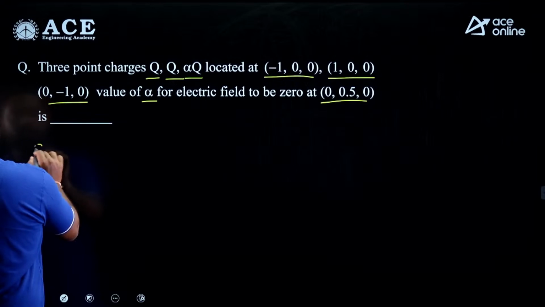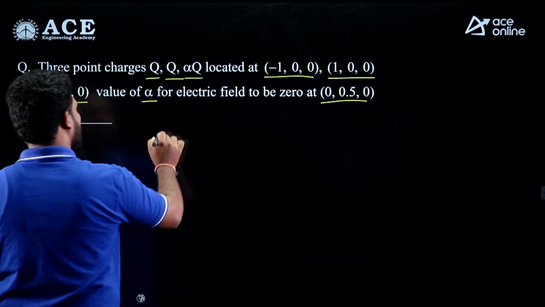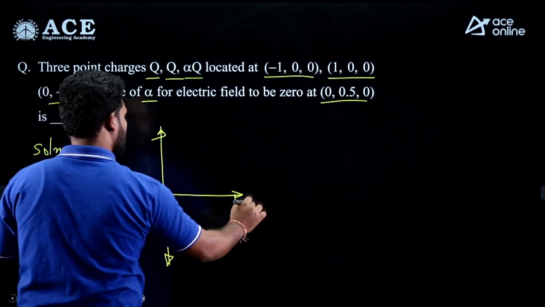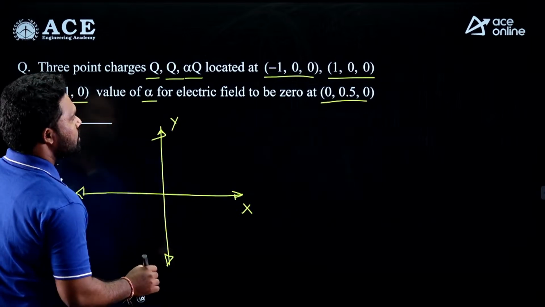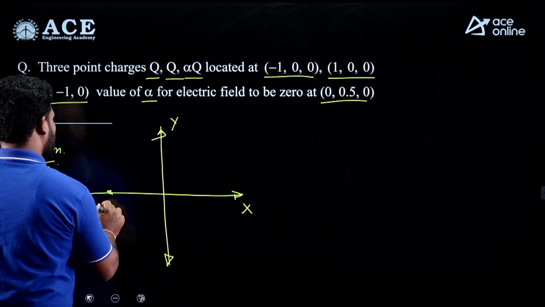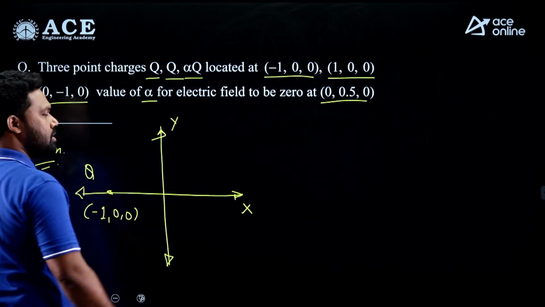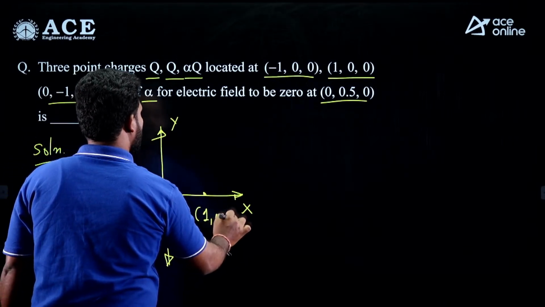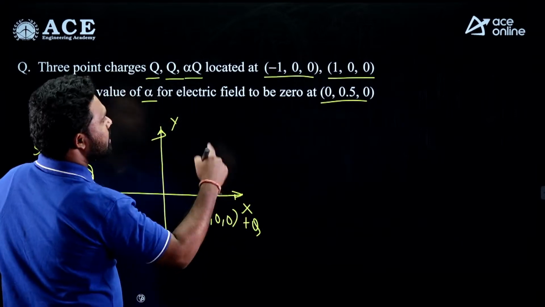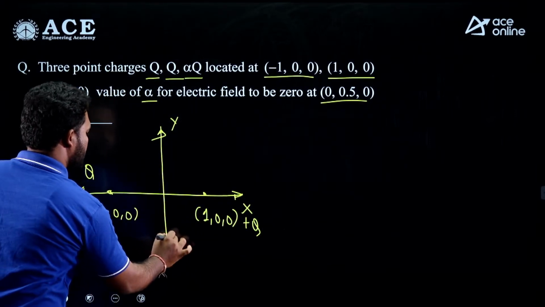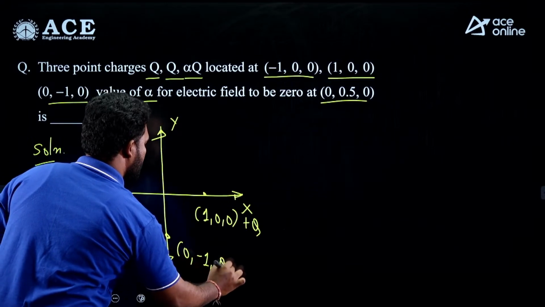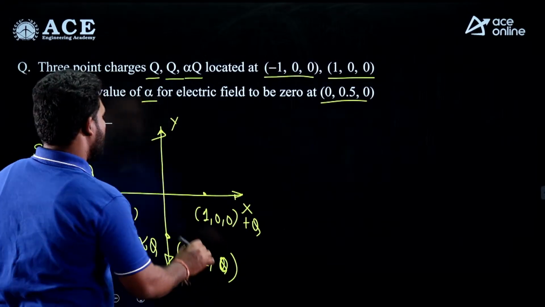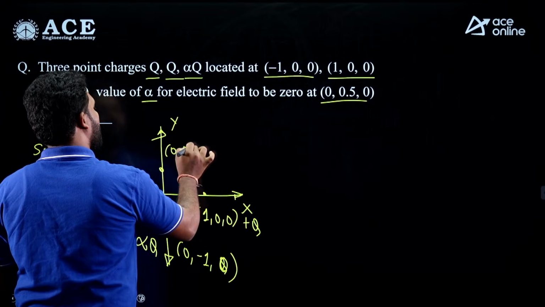Let us have some simple coordinate system, so you'll get some idea. Here is a coordinate system. This is the x-axis, this is the y-axis. Where are the charges located? Here is a charge at minus 1 comma 0 comma 0. At this point, Q charge is located. The other charge is at 1 comma 0 comma 0, somewhere here; plus Q charge is located. The other one is at 0 comma minus 1 comma 0, somewhere here. How much charge is located? Alpha Q is located. It is asking for the net electric field to be 0 somewhere here, at 0 comma 0.5 comma 0.